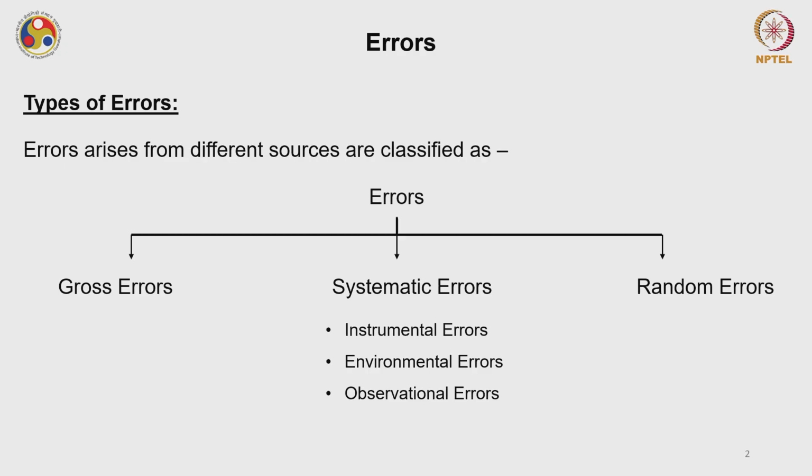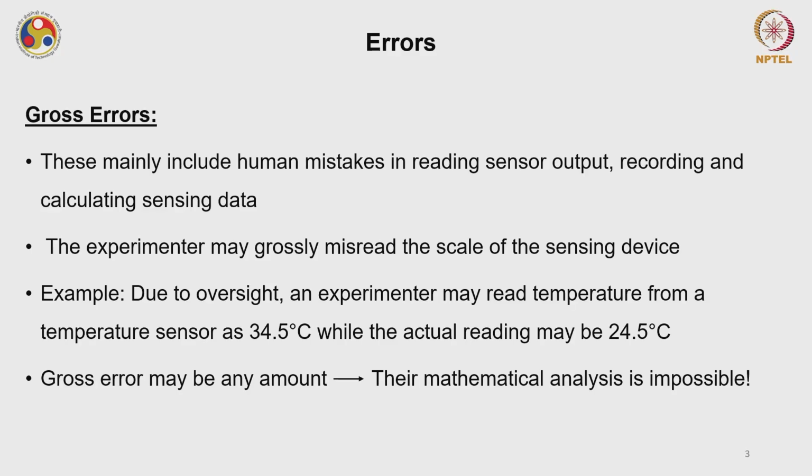Error arises from different sources in sensors and they are classified as gross errors, systematic errors and random errors. Systematic errors can be of three types: instrumental errors, environmental errors and observational errors. We will see them in little detail so that we have full command on errors, and when we start discussing about different sensors from module 3, we will be able to utilize all of this. So, let us see what gross errors are and whether we can minimize them or not.